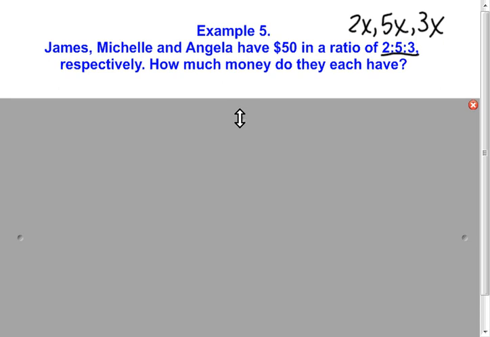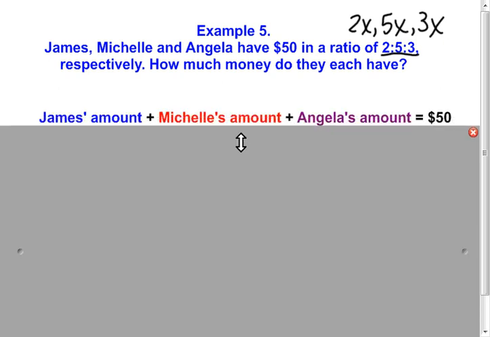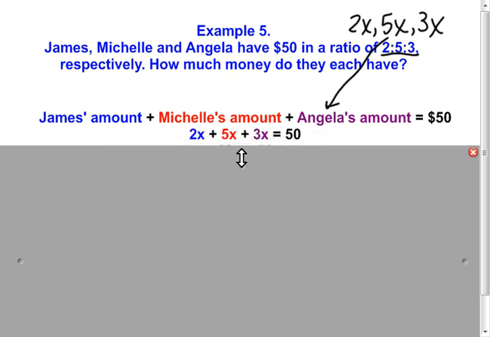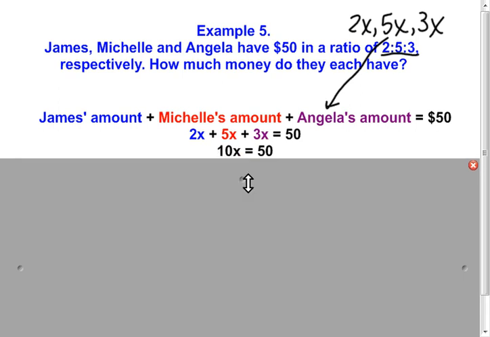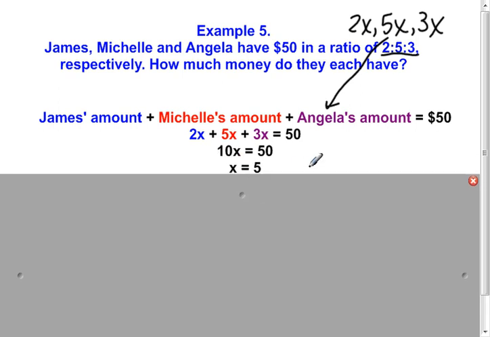Okay, so if we set up an equation here, we could figure out James' amount plus Michelle's amount plus Angela's amount. We know it has to equal $50. So now just put those things that I wrote in there. You get 2x plus 5x plus 3x equals 50. Add those together, we get 10x equals 50. Divide by 10, we have $5.